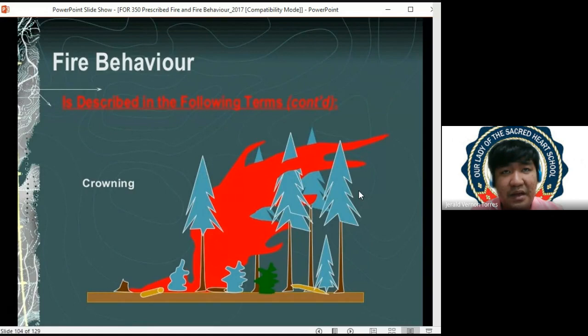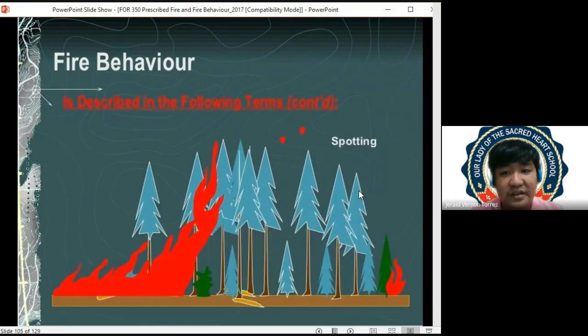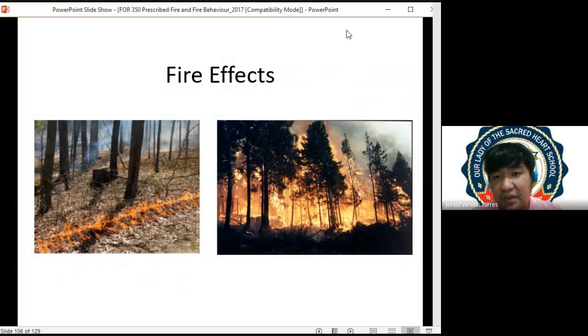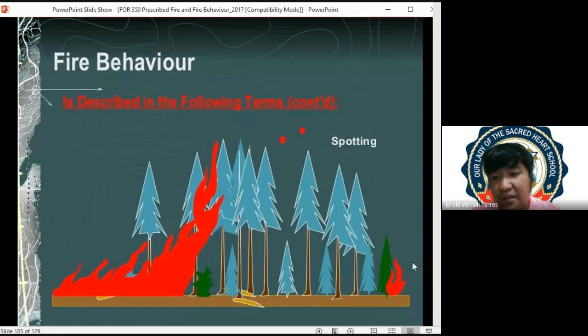Pag crowning naman, sa crown nag-spread out yung fire natin. And pag spotting, meron tayong mga embers na tinatawag, yung mga nagbo-burst na fire. Na-observe ninyo ito pag gagawa kayo ng charcoal, di ba may mga embers na tumatalsik. So spotting ang tawag doon. And that embers class can initiate spotting. Mga spot flames or isolated fires due to ember distribution during the burning event or combustion event.